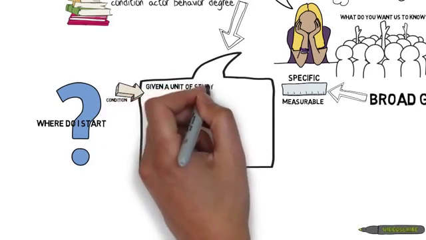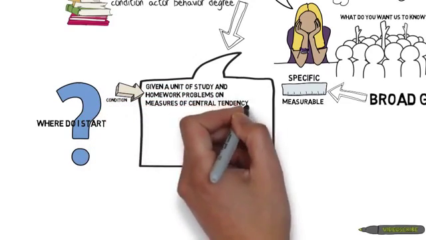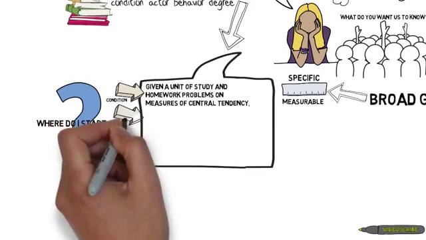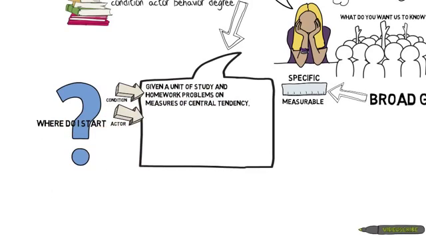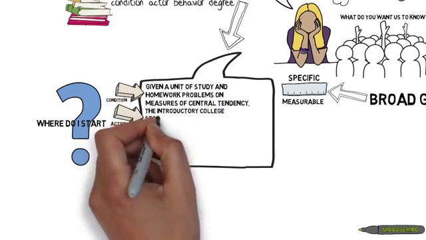Given a unit of study and homework problems on measures of central tendency. Okay, now we'll add an actor, which is really a student. The introductory college statistics student is our actor.